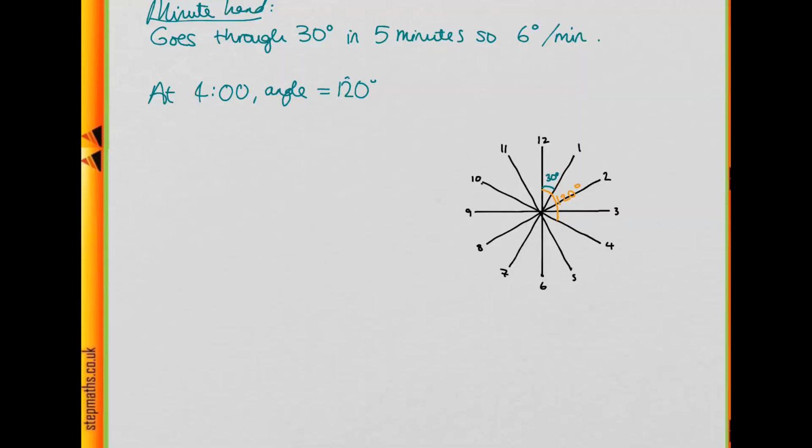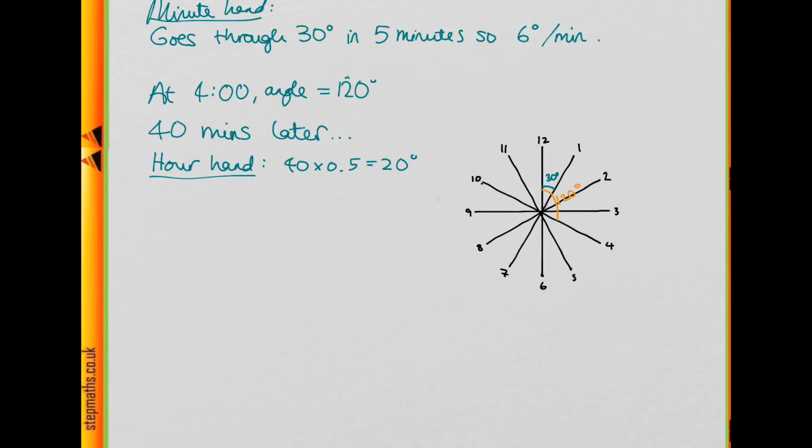Alright, so we know that at 4 o'clock the angle is 120 degrees, because the minute hand is pointing straight up and the hour hand is going to be at the 4. So this is 120 degrees because it's just 4 lots of 30. And now we need to consider what happens 40 minutes later.